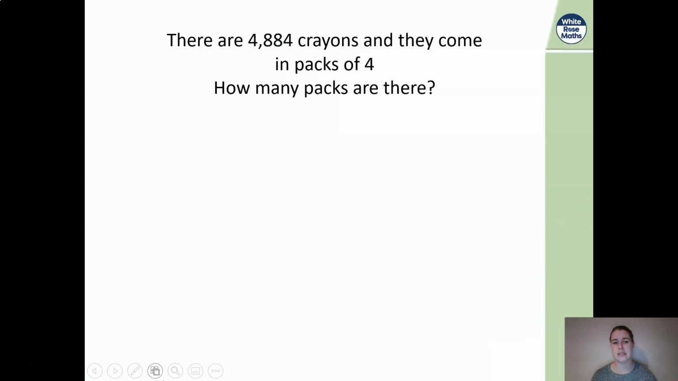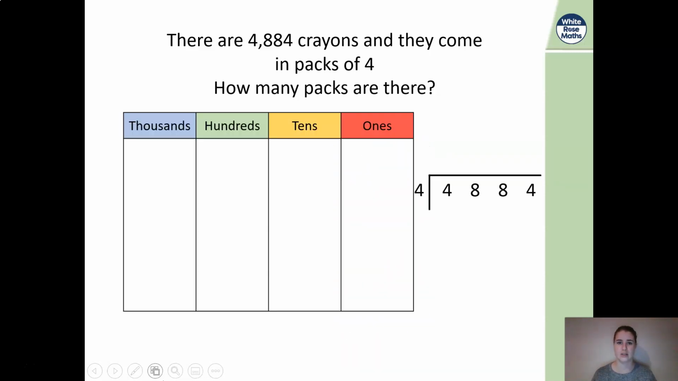So we're going to consider this problem solving question and we're going to look at how we divide 4-digit numbers by a 1-digit number. There are 4,884 crayons and they come in packs of 4. And we need to work out how many packs there are. So here are my crayons, okay, and we know that there's not going to be 4 of them, because that's not going to be enough to count all the way up to 4,884. So we need to divide, okay. Now we can't count them into groups of 4 because that's going to take forever as well.